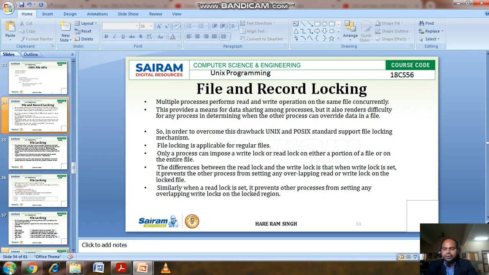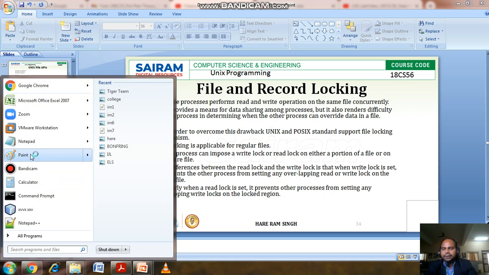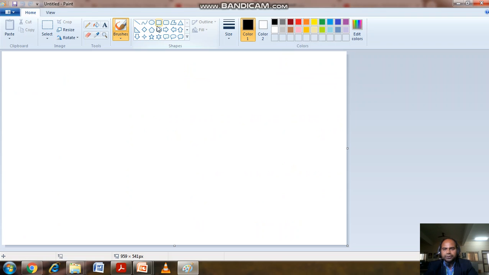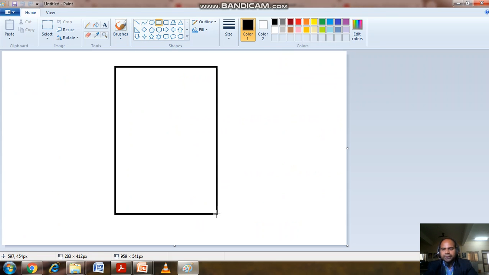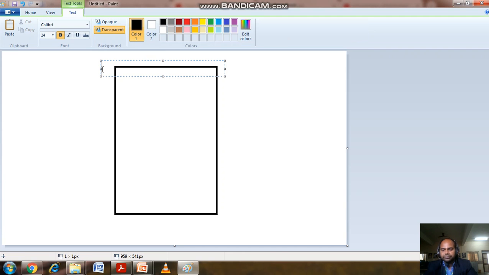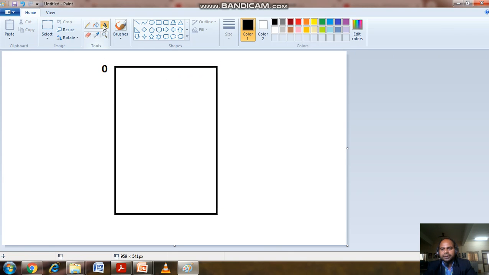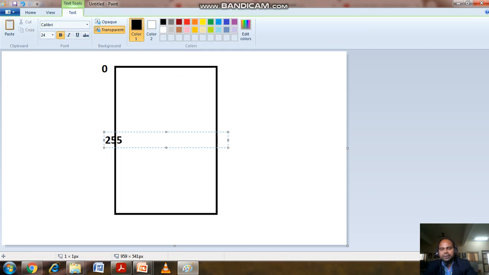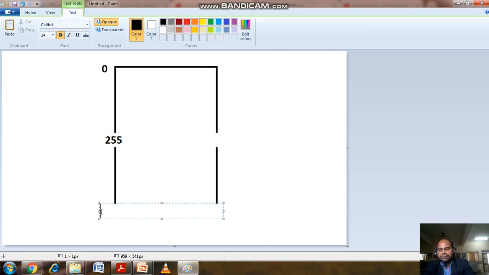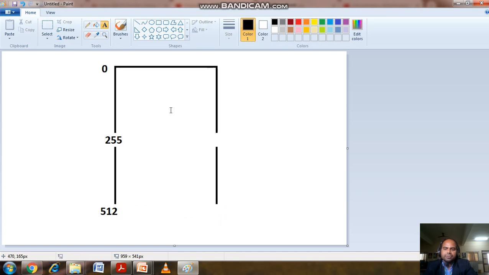Now, for example, as I discussed in the class, suppose this is a file. Here the address is zero, the next address is 255, and the next address is 512. Now we can put the lock either on the entire file, or on a portion of the file. From 0 to 255 we can put a lock, or from 255 to 512 we can put a lock.